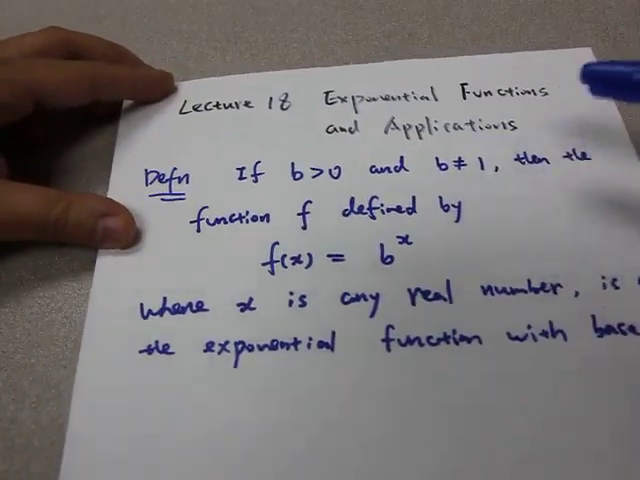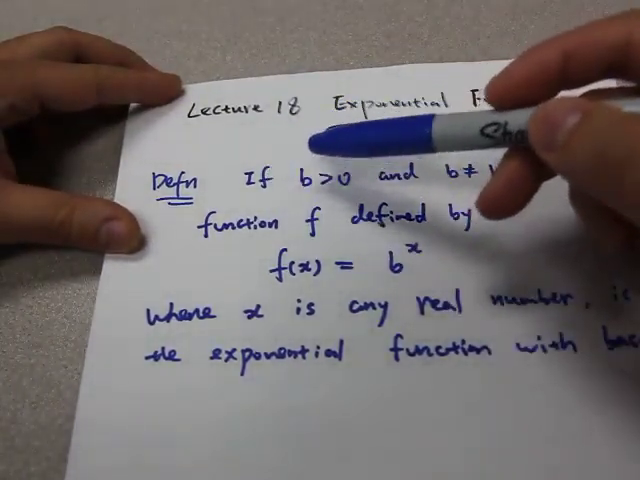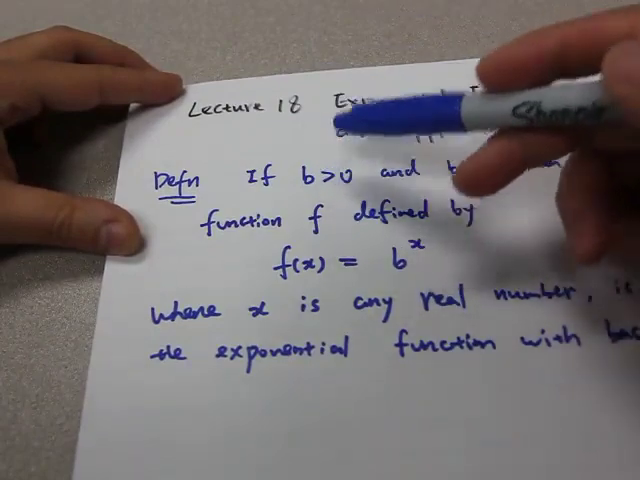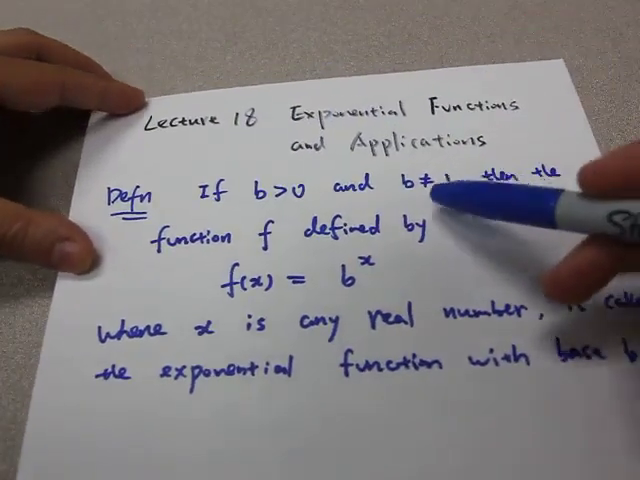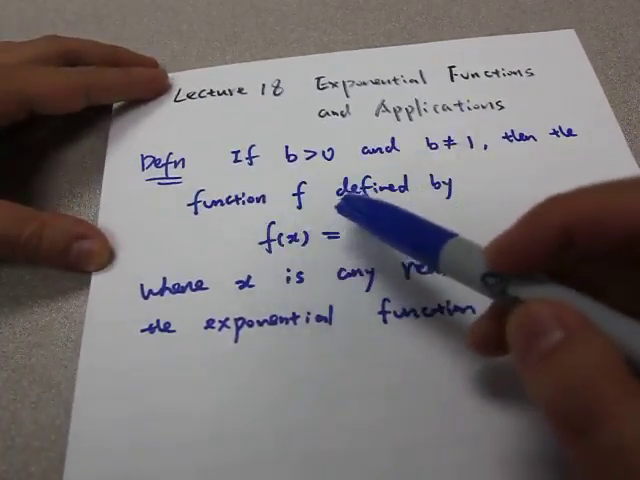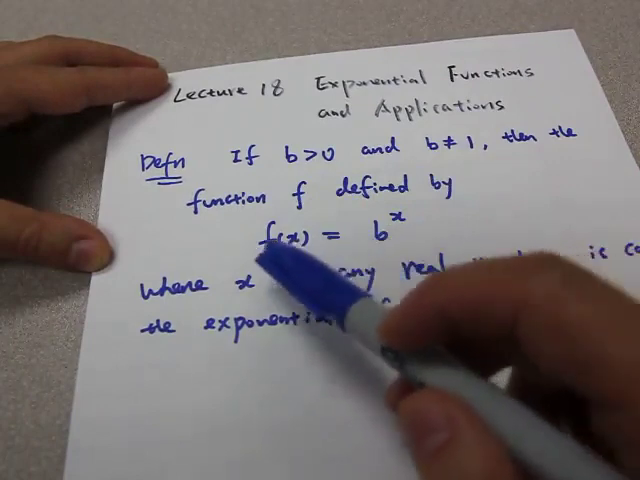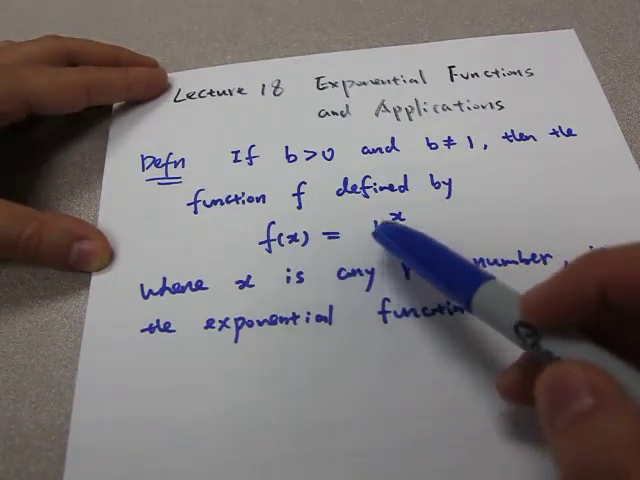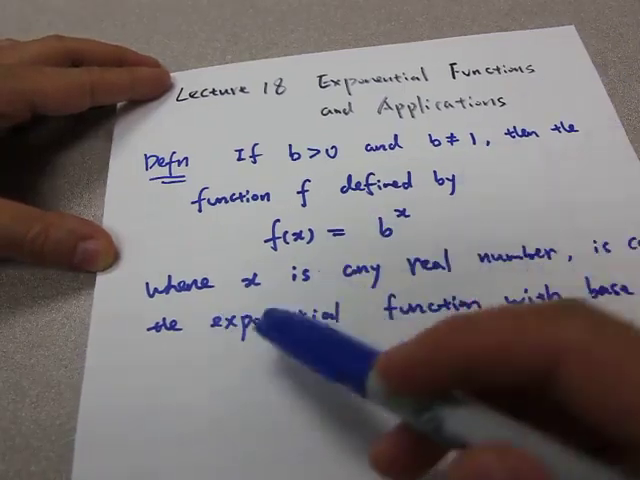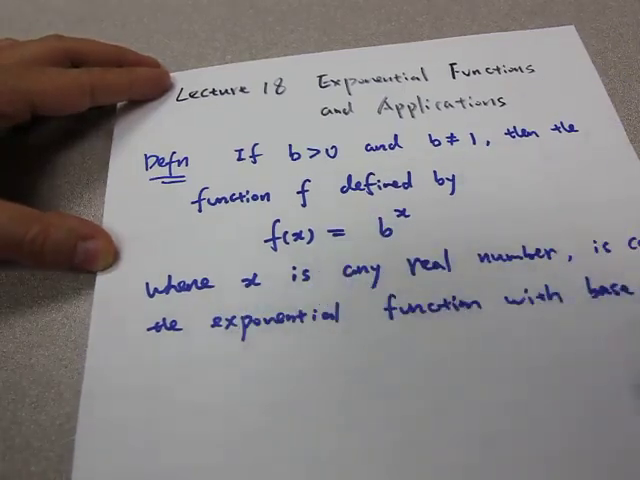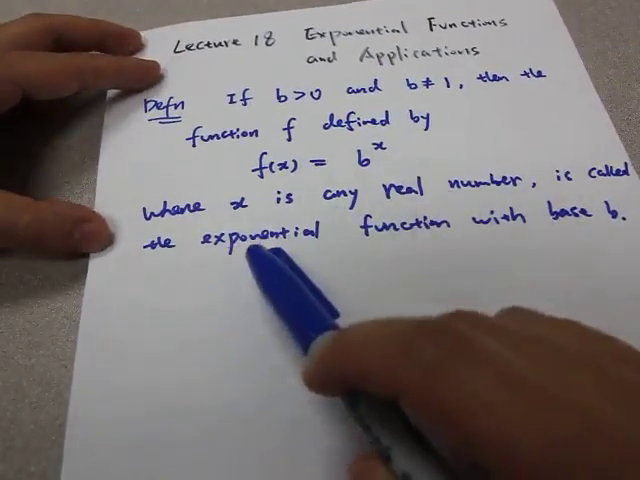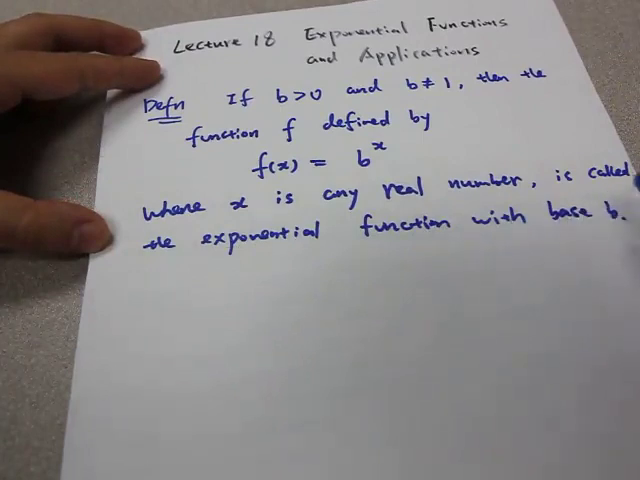The definition says if we have a real number b, where b is greater than 0 and not equal to 1, and we define a function f this way, f(x) equals b raised to the power of x, where x is our input, x is any real number, then this function is called the exponential function with base b.